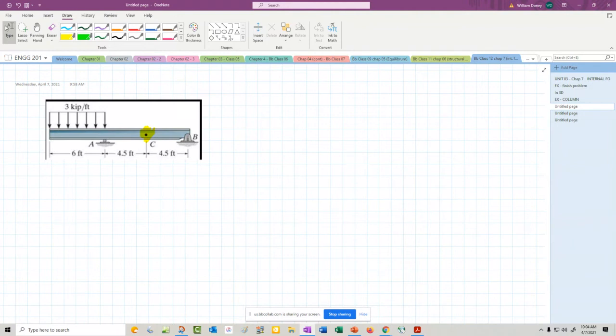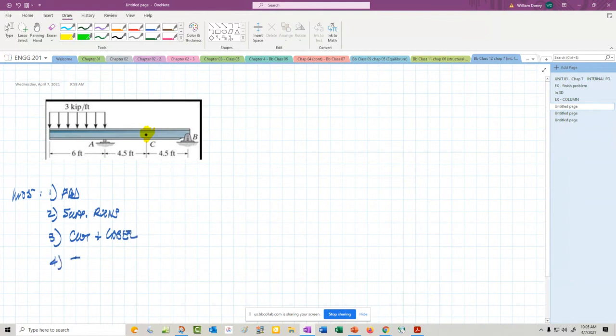All right, so what's our plan? Well, our plan is to follow what we've been doing. We're doing the method of sections. And our method of sections should include: 1, doing the free body; 2, find support reactions; 3, cut and label; and then sum forces and sum moments. All right, so that's our procedure moving forward.